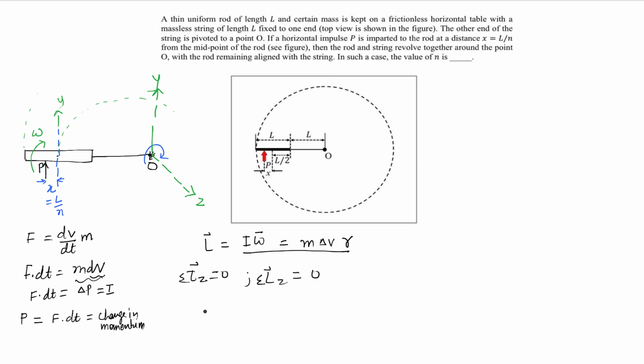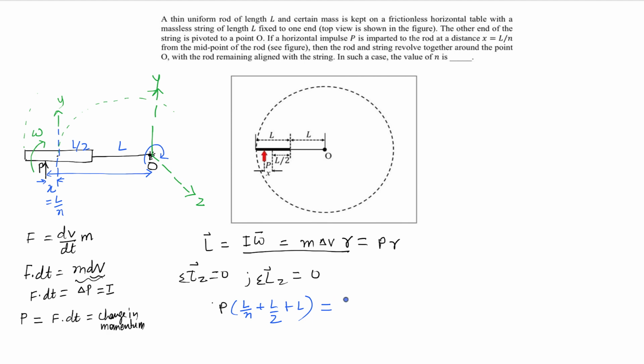Initially, when the impulse is imparted, the angular momentum is simply P into R. What is R? R is the distance from this place to this point. So this is equal to L by n, which is x, plus L by 2, half of the rod, plus L, because it is also given that the length of the string is L. This is the angular momentum at point O because of impulse, and this should be equal to I omega.